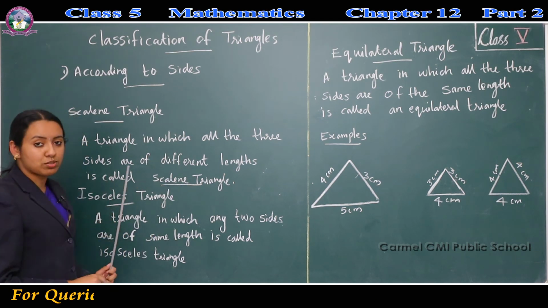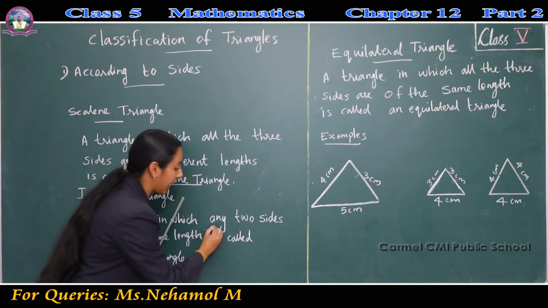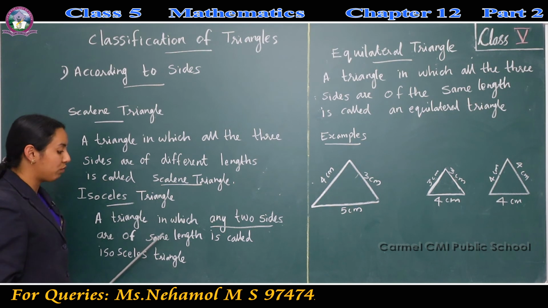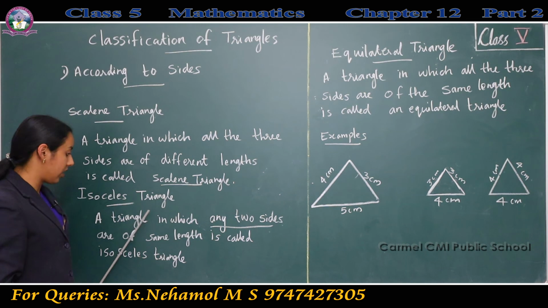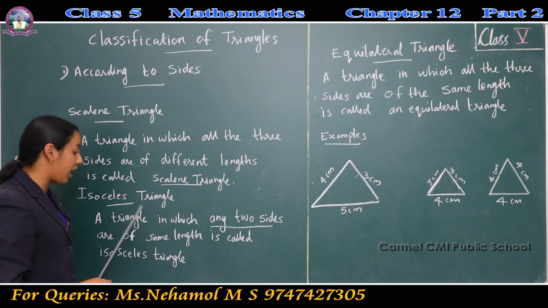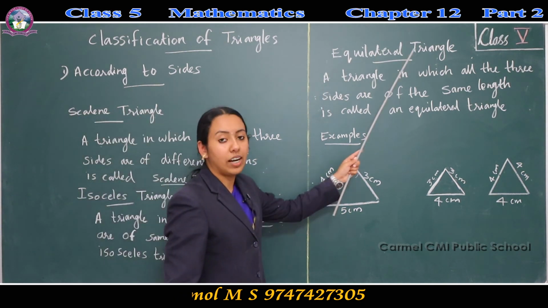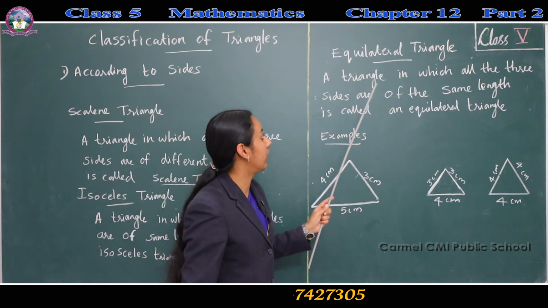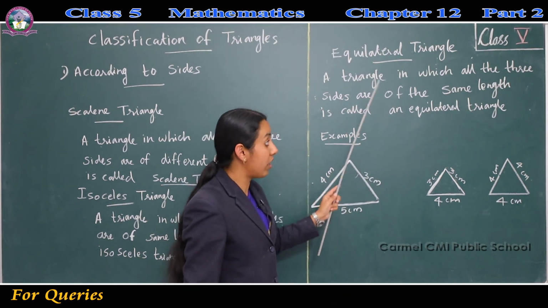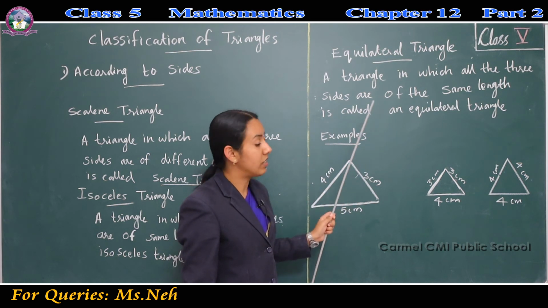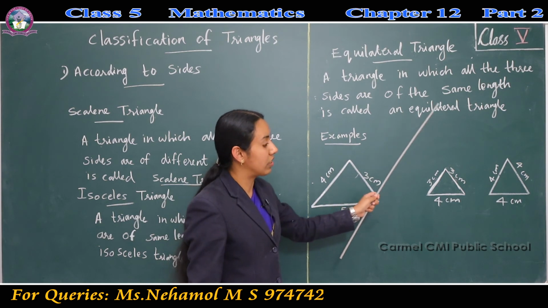Next one, isosceles triangle. A triangle in which any two sides are of same length is called an isosceles triangle. Next one, equilateral triangle. A triangle in which all the three sides are of the same length. For an equilateral triangle, all the sides are equal. That is called an equilateral triangle.